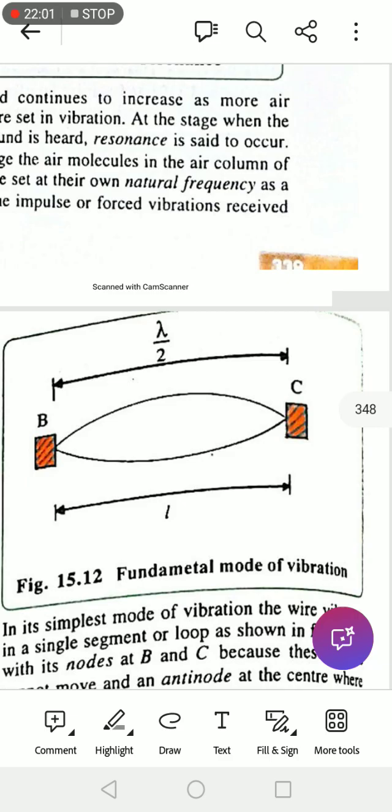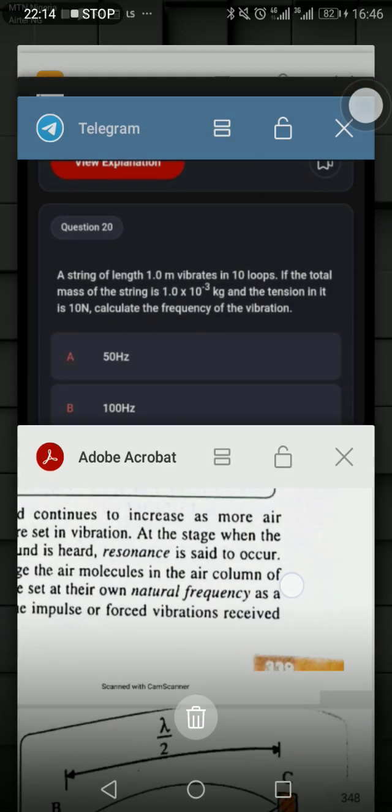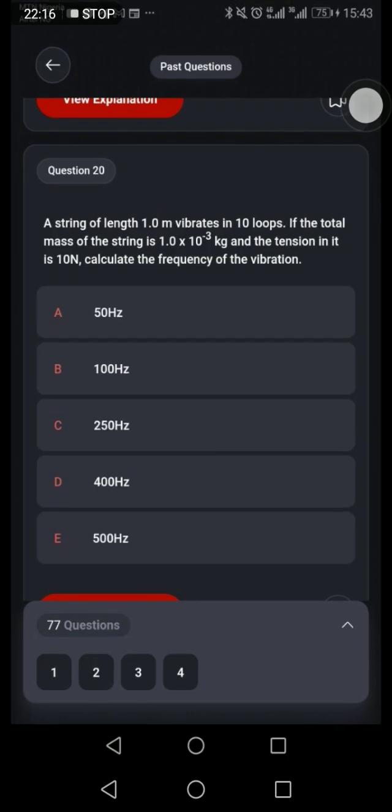When you have 10 loops inside the whole length of the string, there are 5 wavelengths in it, meaning that you take the length of the string and divide it into 5 places. Each of those 5 places is a wavelength. Did you understand? That's why they gave us the number of loops. So a string of 1 meter vibrates in 10 loops. That means there are 5 wavelengths in it, so when we divide the length of the string into 5, the answer we get is a wavelength.